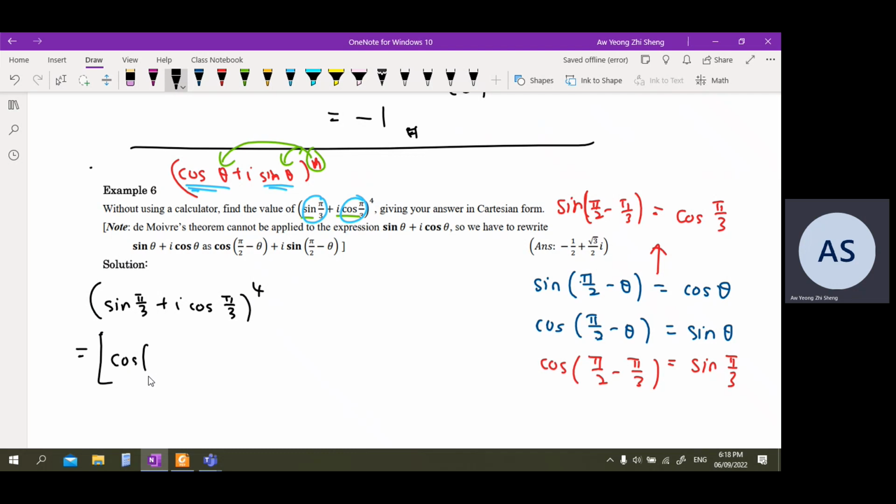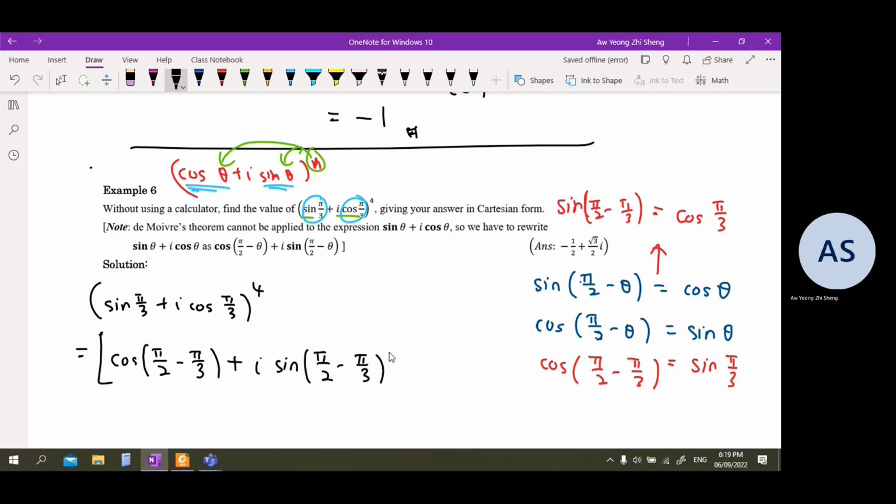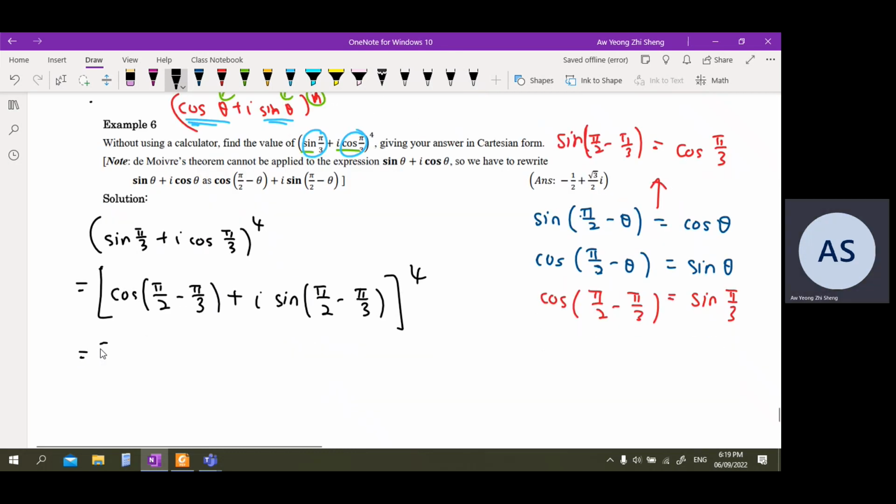Sine is converted to cos, then I have to take pi over 2 minus the original angle. Cos converted to sine, then again I take pi over 2 minus the original angle. Power 4 is still at the outside. Okay. Pi over 2 minus pi over 3 should give me a pi over 6. I sine pi over 6 to the power 4.